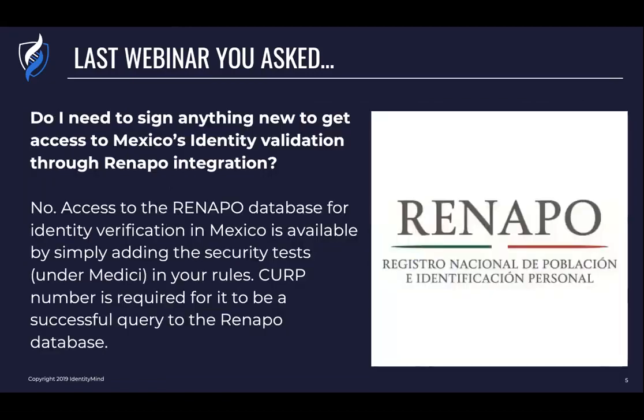The second question we got was if there was anything new that you needed to do to access the Mexico identity validation. The answer is no. There's nothing really that you need to do other than making sure that you are passing the CURP. The CURP is an ID for Mexico, and the database does need to have the CURP ID in order to return.